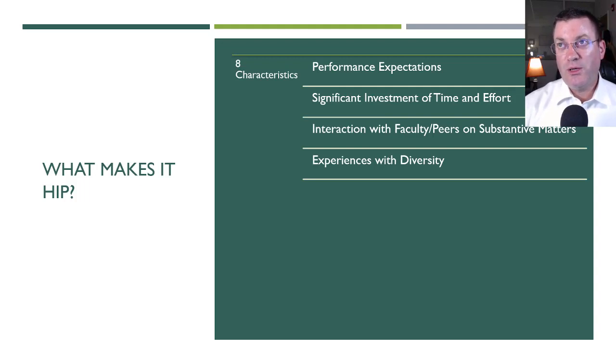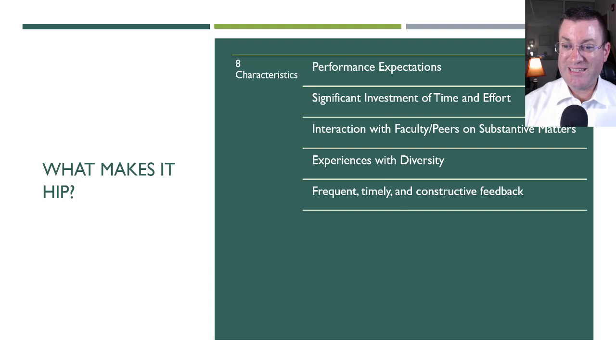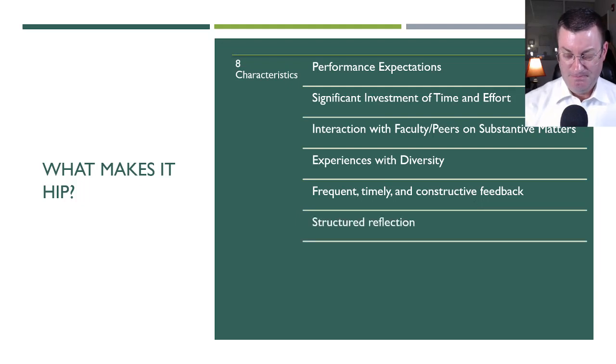Experiences with diversity, so that students come in contact with cultures that are dissimilar from their own, and they learn to see the world from someone else's perspective. Frequent, timely, and constructive feedback. A student needs to know how they're doing, and they need check-in points consistently so that they can change their efforts to get better results. So that's the constructive part of that feedback. What can the student do to make a better product?